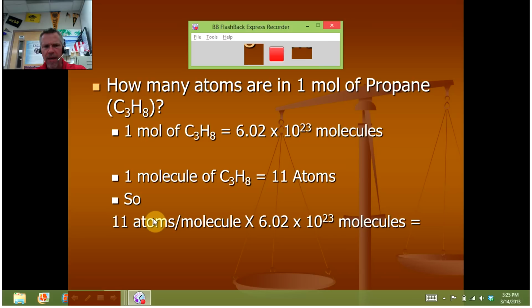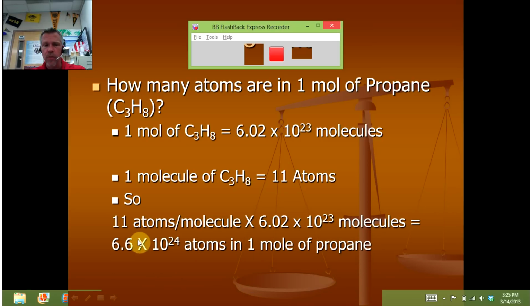So we can figure out how many atoms are in a mole of propane by multiplying 11 atoms per molecule times 6.02 times 10 to the 23rd molecules, which equals 6.6 times 10 to the 24th atoms in 1 mole of propane. All right? Make sense?